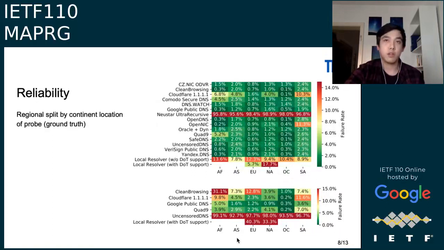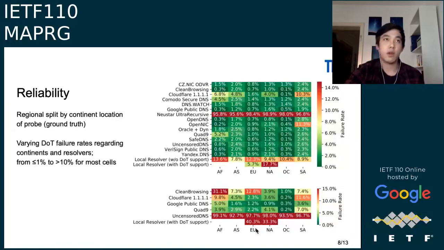So for DOT in particular, so the bottom part of the figure, we see that the failure rates are somewhat varying regarding the different continents and resolvers. So some cells have lower than 1% of a failure rate, whereas some other cells have close to or even more than 10%. And we also see that the majority of the cells which have higher failure rates belong to probes located in Africa and South America. So it seems like there are more issues with DOT on these continents.